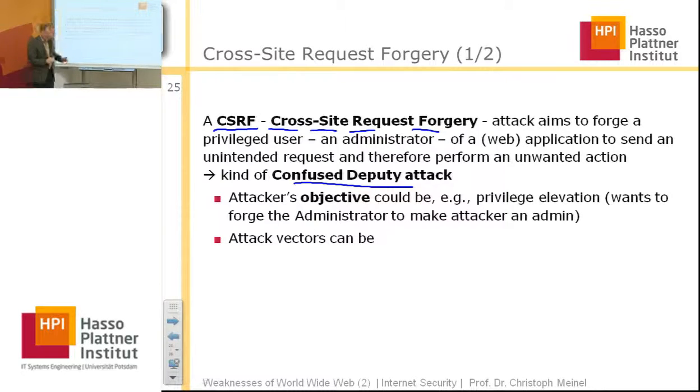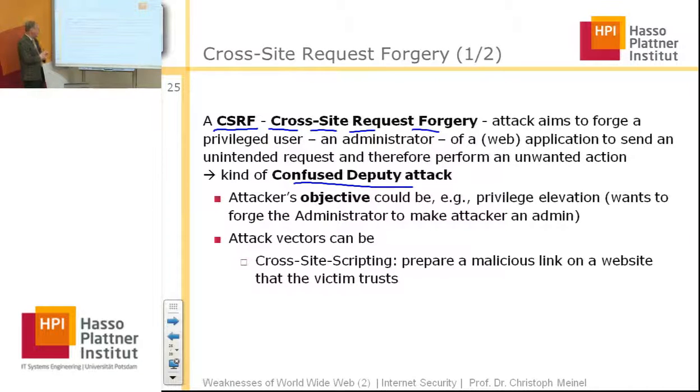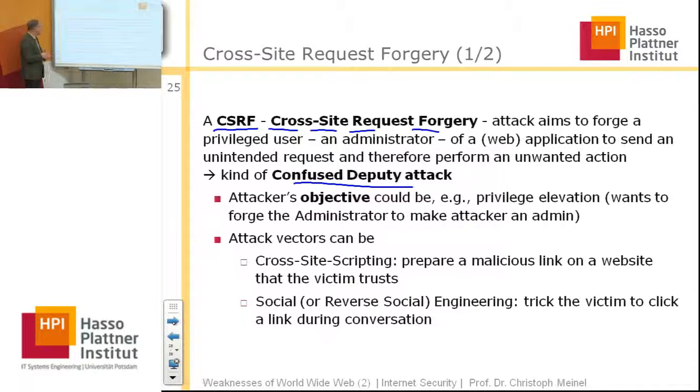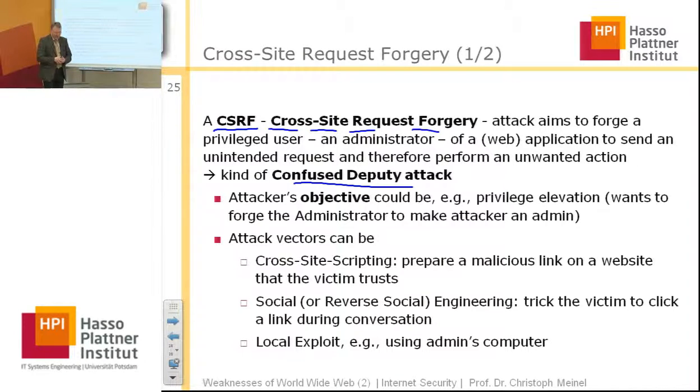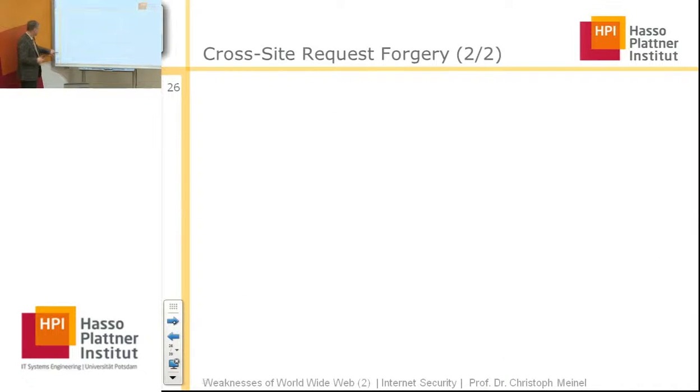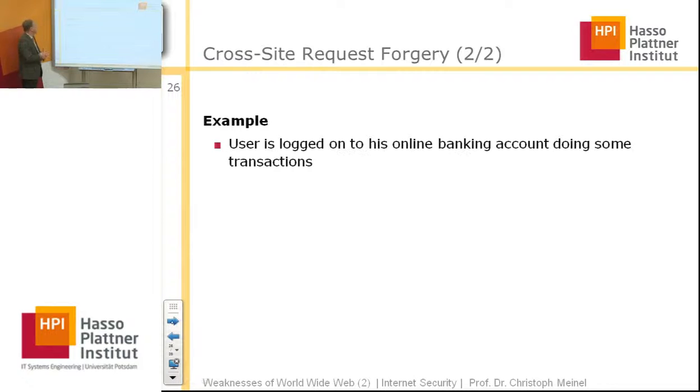The attack vectors can be cross-site scripting as a start, to prepare a malicious link in a website that the victims trust. Another attack vector could be social engineering or reverse social engineering. The trick is to get the victim to click a link during the conversation, or a local exploit, for example, using the admin's computer or others. This is an example of such a cross-site request forgery.